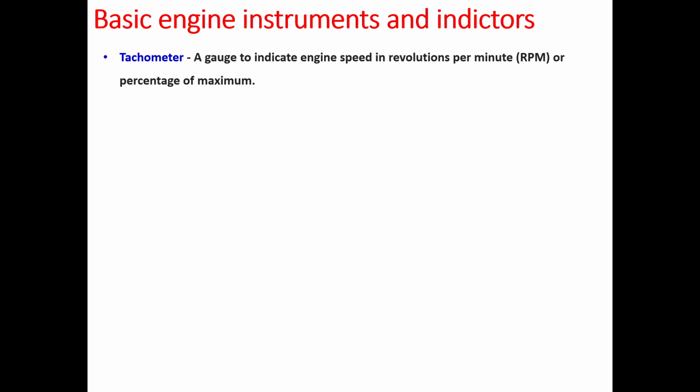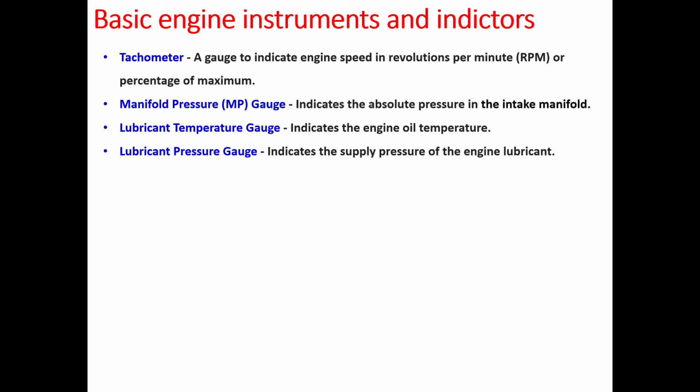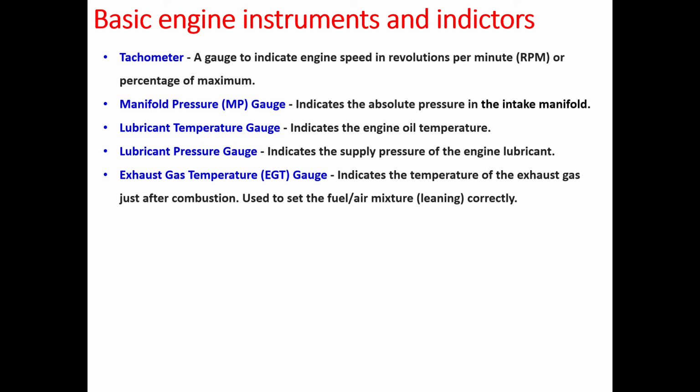We have the tachometer. It's a gauge that indicates the engine speed in RPM or percentage of maximum. We have the manifold pressure gauge, which indicates the absolute pressure in the intake manifold. We have these two gauges in a car as well. We have the lubricant temperature gauge, which we don't have in a car, but you have to have it in a plane, right? That indicates the engine oil temperature. We have the lubricant pressure gauge, very obvious, right? We have the exhaust gas temperature gauge, or EGT.